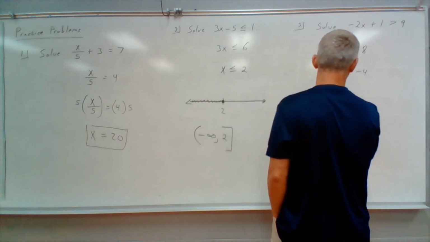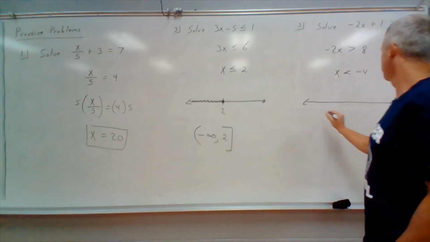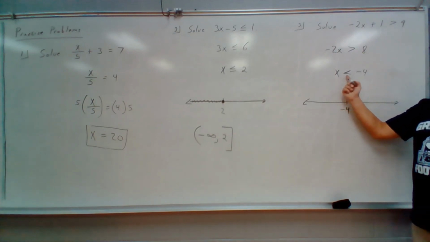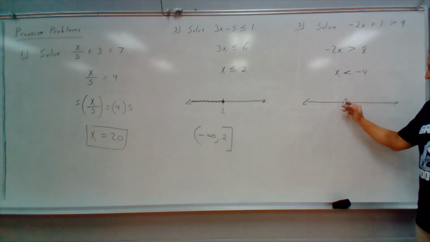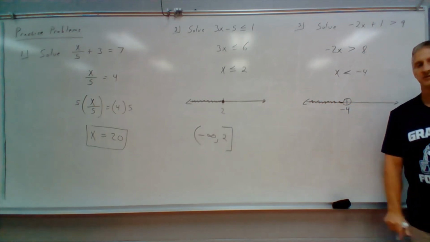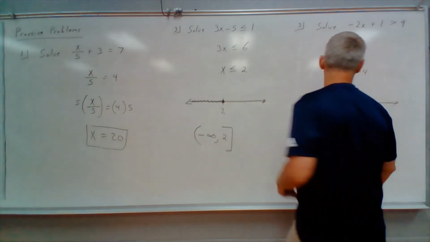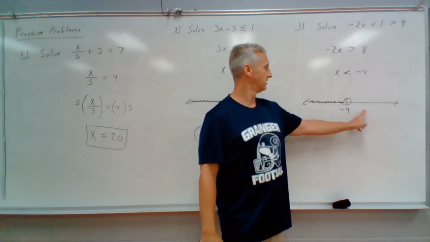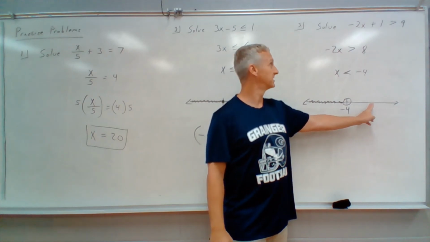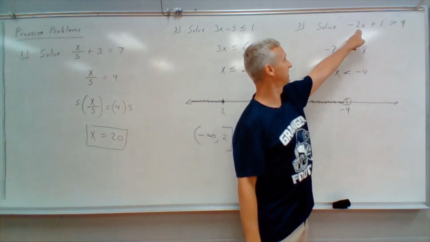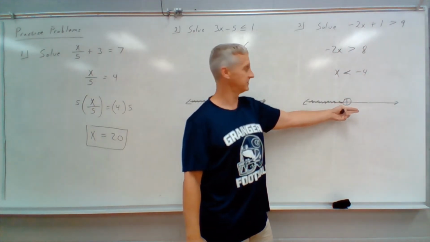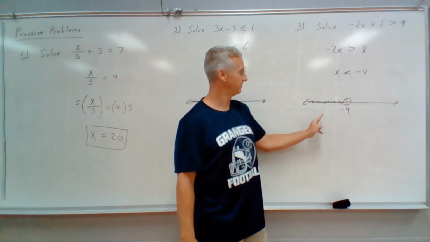Let's graph our solution set on the number line. Here's my negative 4. I want all the numbers less than negative 4. So I'm going to use an open circle and shade all those numbers. Let's check our answer, make sure it makes sense. I'm going to pick a number out here bigger than negative 4, say 0. That's an easy one. If I put in a 0, I'll have 1. It's not greater than 9. That's false, so it shouldn't be shaded.